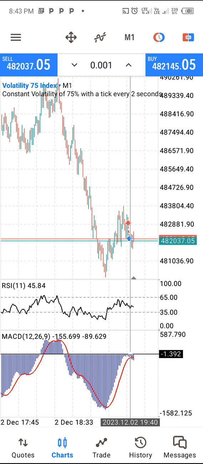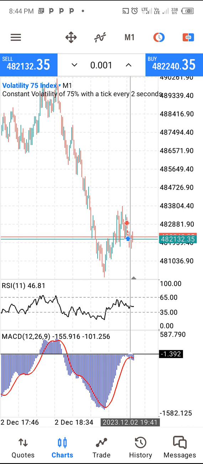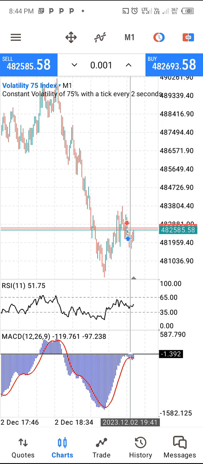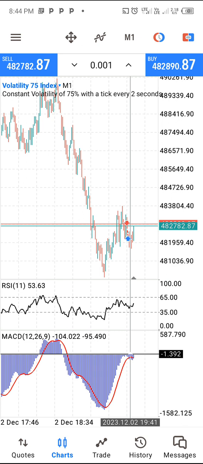I don't have my tools here on my screen. I should have shown you everything, but let me just put it again. This MACD line right here should go up and make sure it's reading minus 1 or 2. Then the RSI, relative strength index, should go above this 65 moving average. Then you take your sell order. What I'm giving you is just a sell order. That is what I'm showing you. And make sure, as a scalper, you use the lowest lot size. That is what I'm using on my MetaTrader 5, the lowest lot size, 0.001.